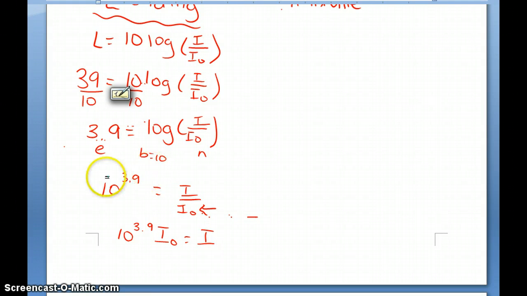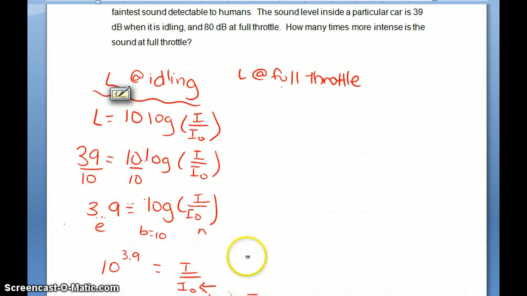If we want to label that, we can say I sub i, just so we're saying that is the intensity of the sound when we're in idle. So that'll be what little i means. Okay, so now we're going to do that exact same thing for full throttle. So let's scroll back up here.